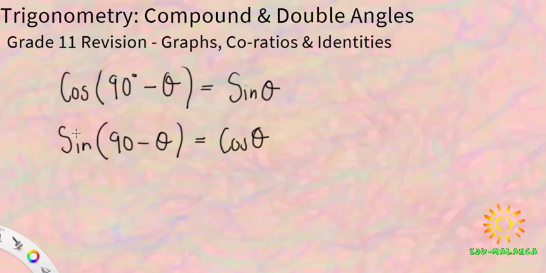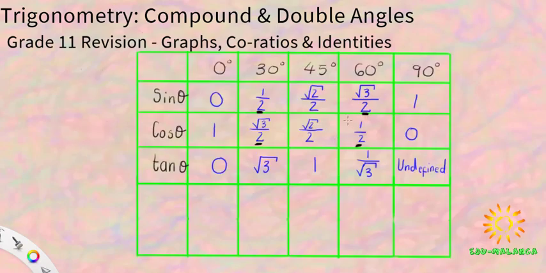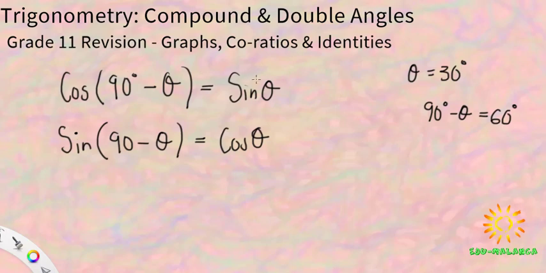We can check this using the table. Say for example our theta is equal to 30 degrees. So the cosine of 90 degrees minus theta, 90 degrees minus theta will equal 60 degrees. Let's come to the table. The cosine of 60 degrees, which is 90 degrees minus theta, is equal to the sine of theta, which is 30 degrees. And that's what co-ratios help us to understand. You have to remember them because they help you simplify your trig equations.